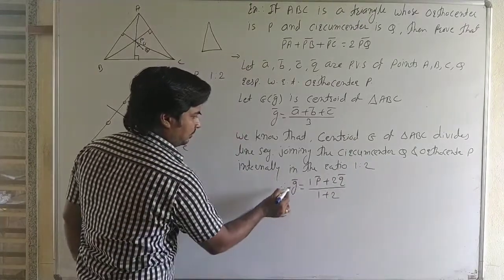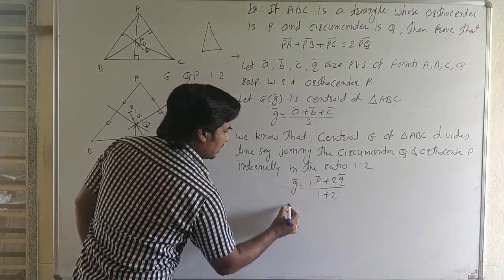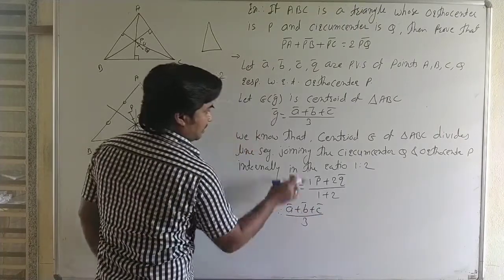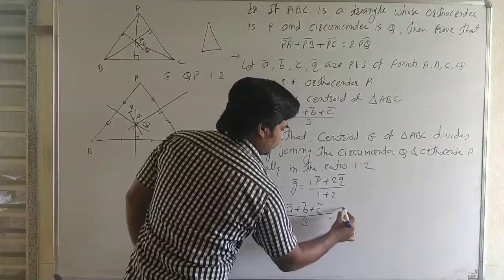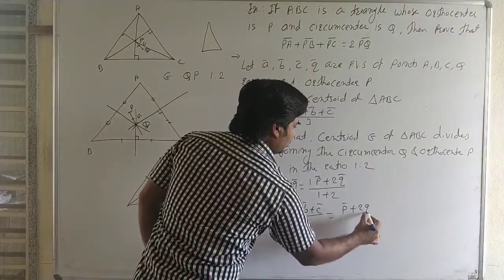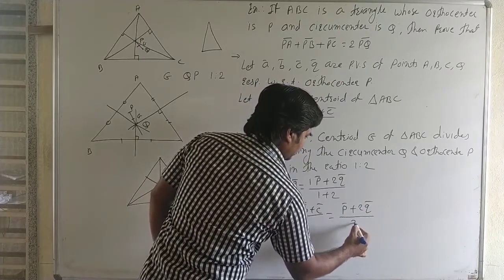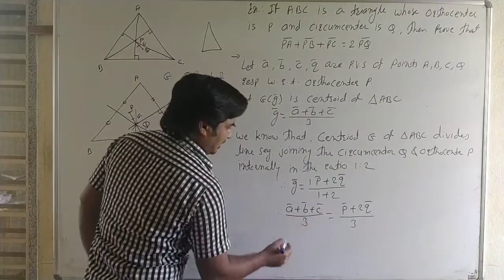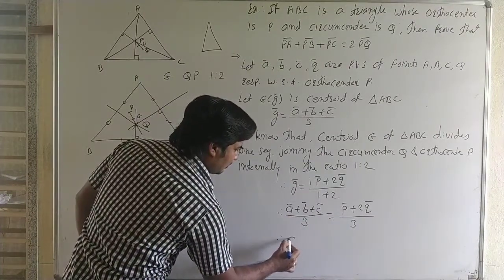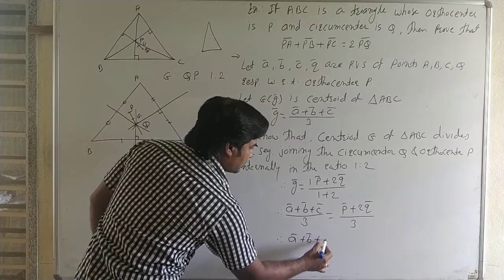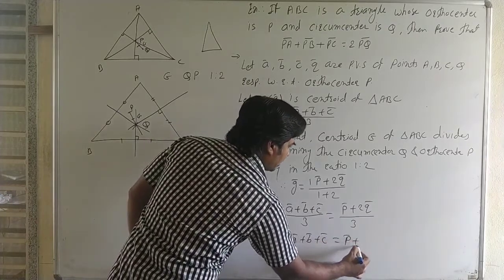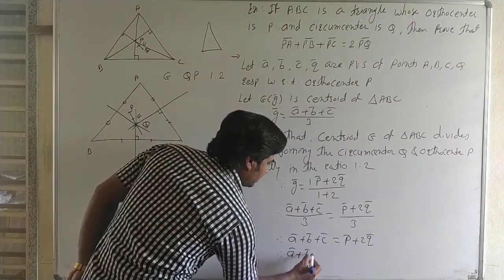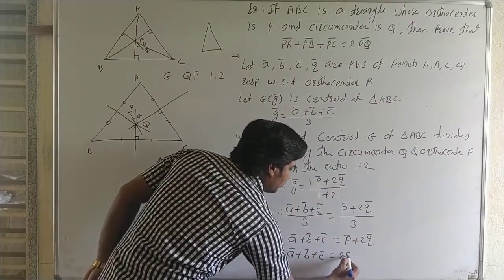Therefore this can be written as: G bar is A bar plus B bar plus C bar upon 3, and G bar is equal to P bar plus 2Q bar upon 3. Then the 3 gets cancelled. We can write here A bar plus B bar plus C bar is equal to P bar plus 2Q bar.